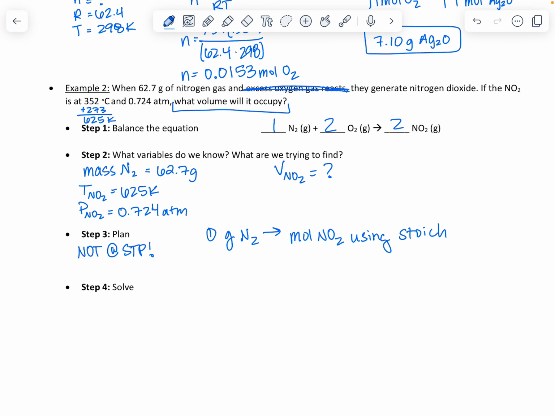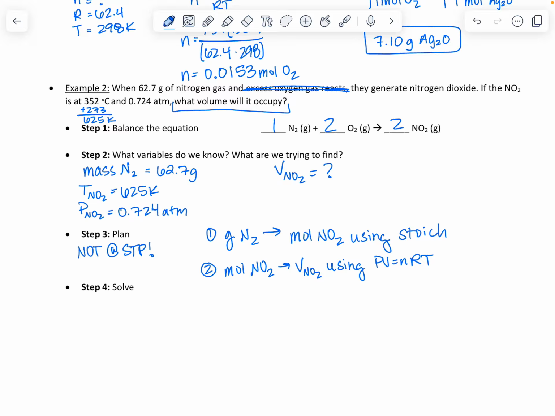So using your foldable or your mole map or whatever you're comfortable using. And then now that we have our moles of NO2, we can find the volume of NO2 using the ideal gas law. Because they gave us the pressure, they gave us the temperature, we're going to have the moles from step 1. Look up the R value, and we're going to solve for V. Okay, so let's go ahead and try to plan that out here, work that out here, solve it.